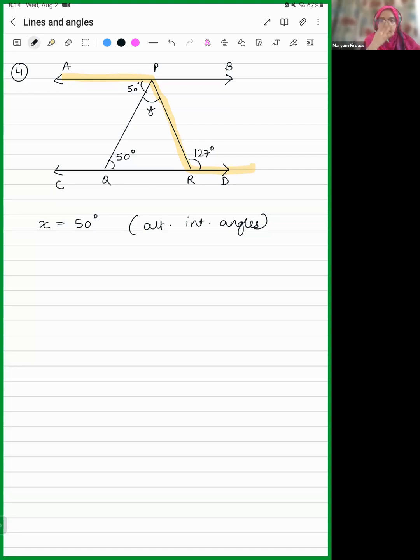Okay, fine. I will give you a hint. Look at this. Is it forming alternate interior angles or not? Now tell me which two angles will be equal. Angle BPR is equal to angle PRD. Angle BPR is this one, and angle PRD is 127. Where is the Z? Can you see the Z? In your Z, this angle and this angle are equal, right?